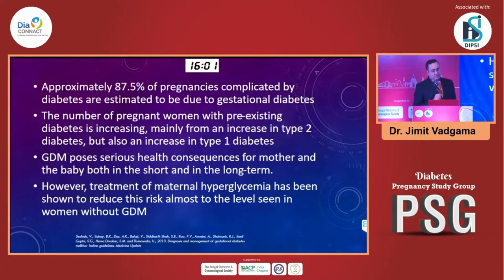More than 80% of pregnancies complicated by diabetes are estimated to be due to simple gestational diabetes. The number of pregnant women with pre-existing diabetes is increasing, mainly from an increasing number of type 2 cases, and now more and more type 1 diabetes patients are becoming pregnant. A very important thing is that GDM poses serious health consequences for mother and baby both. However, the ray of hope is that treatment of maternal hyperglycemia has been shown to reduce the risk almost to the level seen in patients without GDM.